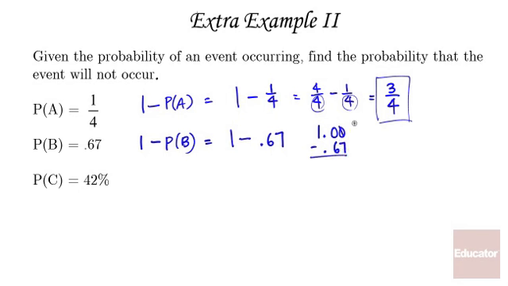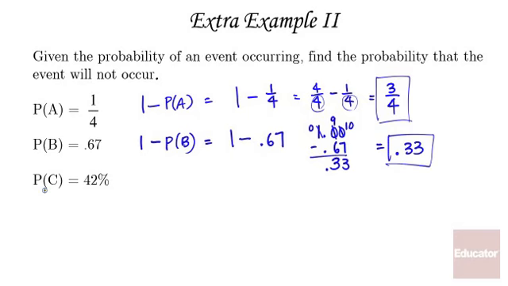This 0 I'm going to change to a 10. I borrowed it from this, right? That became a 9. And then this becomes 0. So 10 minus 7 is 3. 9 minus 6 is 3. And then nothing there. Bring down the decimal point. So the probability of this not occurring is 0.33.